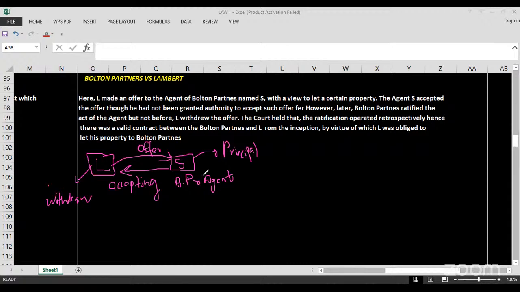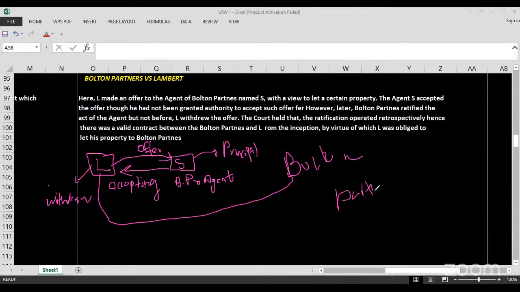But the contract is valid. It's not unlawful, nothing wrong. It's legally fine. He is not aware, but he accepted it. Even the principals also said okay, fine, we'll agree. But you are withdrawing it, that's wrong. You can't do that. Therefore, L is obliged, or liable, according to the court order. He has to give the land to whom? Bolton. Yes, that's about this.